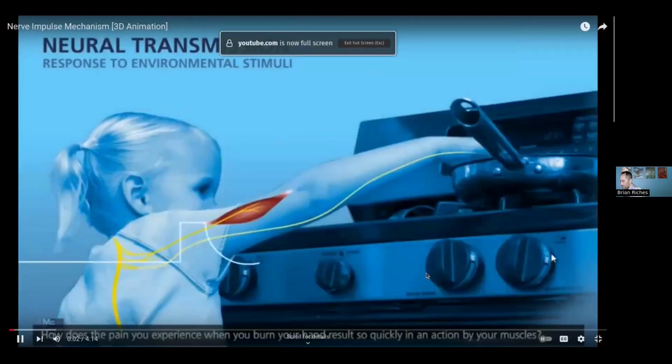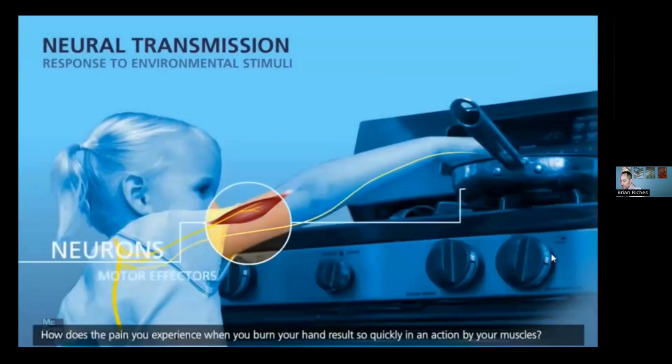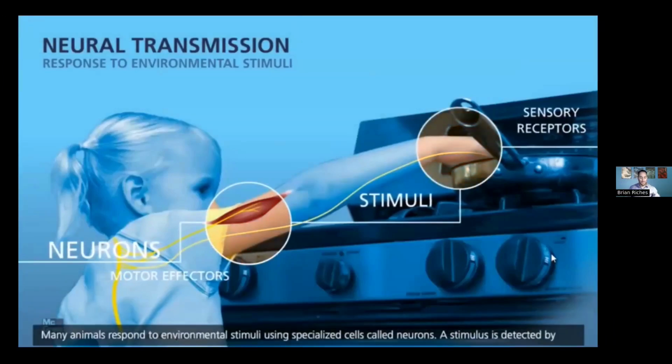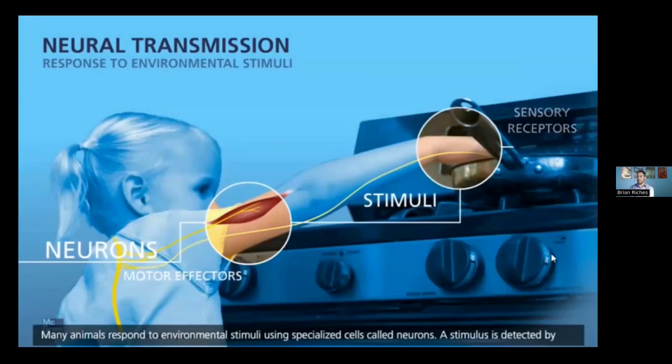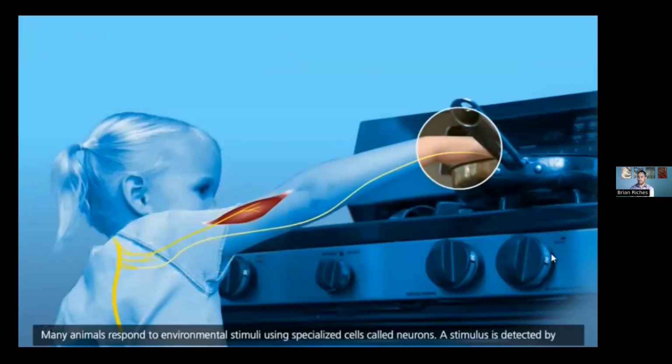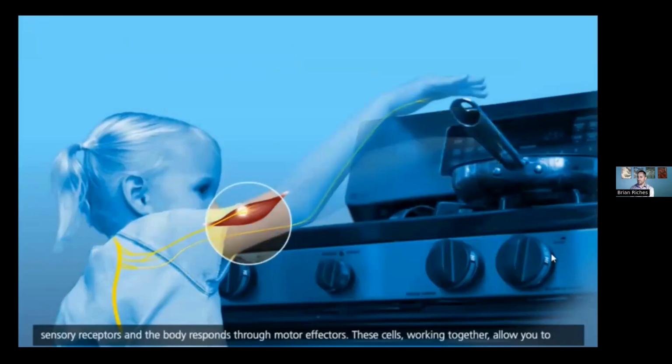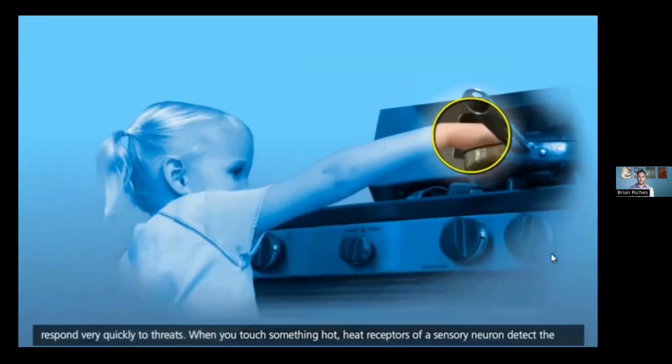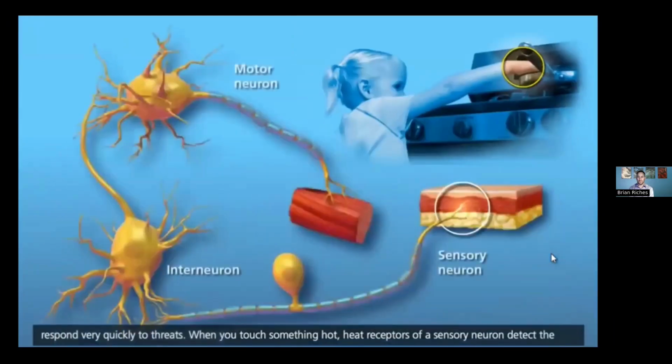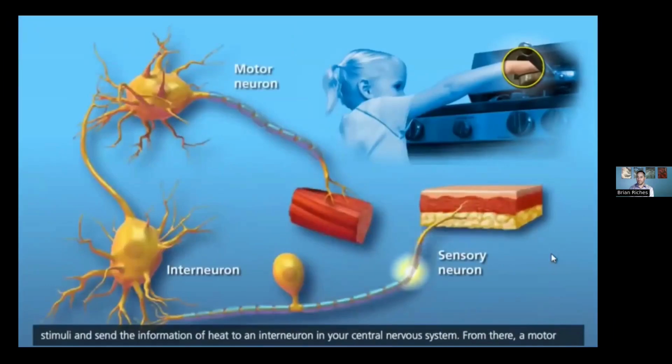Pain you experience when you burn your hand results so quickly in an action by your muscles. Many animals respond to environmental stimuli using specialized cells called neurons. A stimulus is detected by sensory receptors, and the body responds through motor effectors. These cells working together allow you to respond very quickly to threats. When you touch something hot, heat receptors of a sensory neuron detect the stimuli and send the information of heat to an interneuron in your central nervous system.